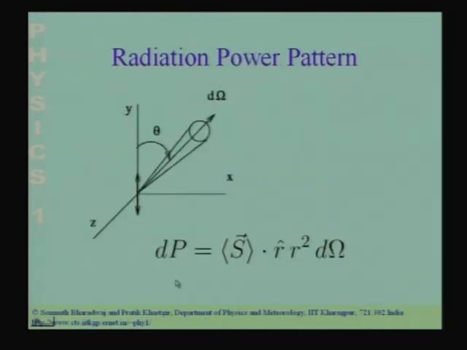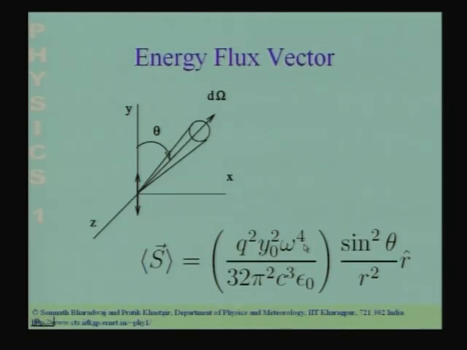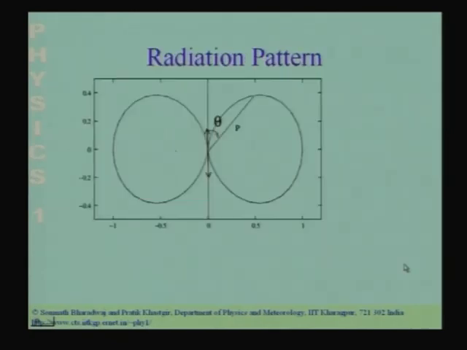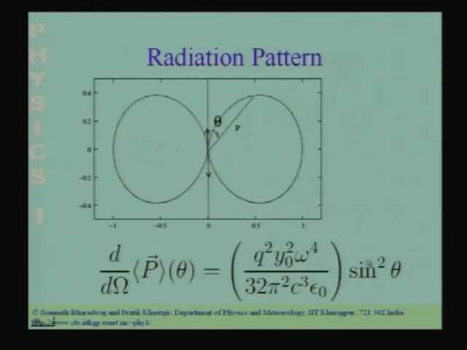So, notice that the area corresponding to the solid angle is proportional to r square. The flux vector S is also proportional to 1 by r square. So, these factors of r square cancel out, and we get the power per unit solid angle to be an expression which is independent of r, and this is what is called the radiation pattern of a dipole.